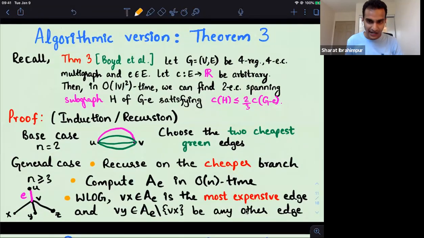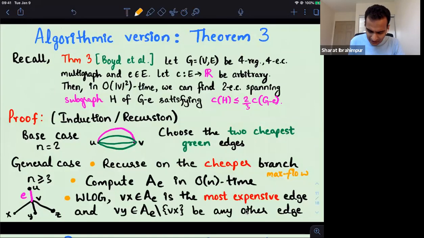So our idea is to recurse on the cheapest branch. There are some technicalities involved, which we'll see on the following slide. What we do now is compute the set of admissible partners of the edge E, and this takes order n time. This can be done using max flow computations. I won't get into this, but it's a straightforward exercise.